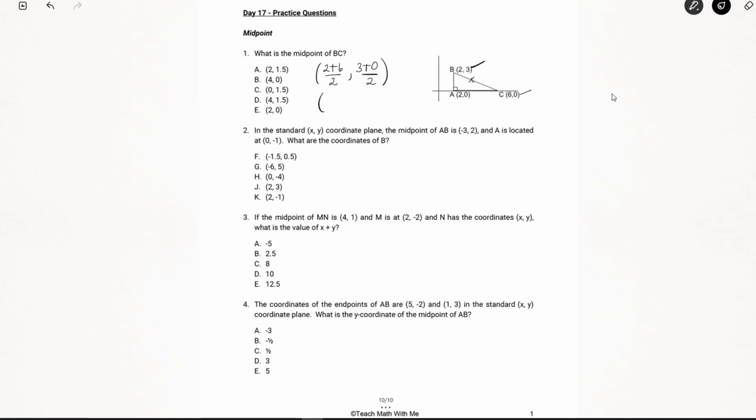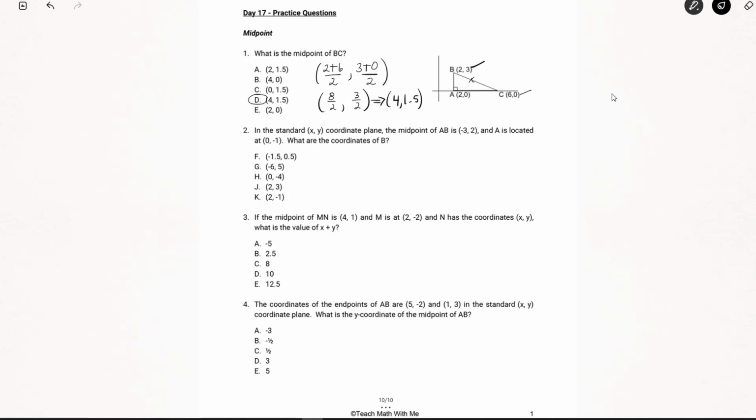We can simplify this out, and we have 8 over 2 and 3 over 2, and that simplifies to the point 4 and 1.5. I see we're in decimal places. Our answers are in decimal points, so that's going to correspond to answer choice D.